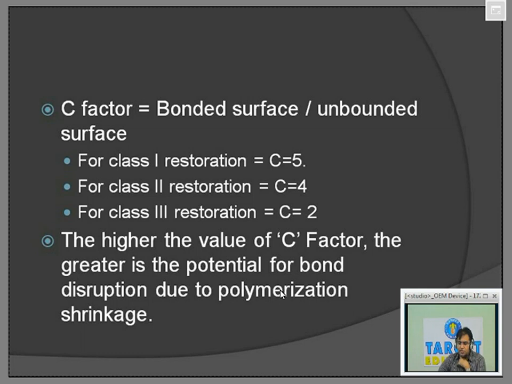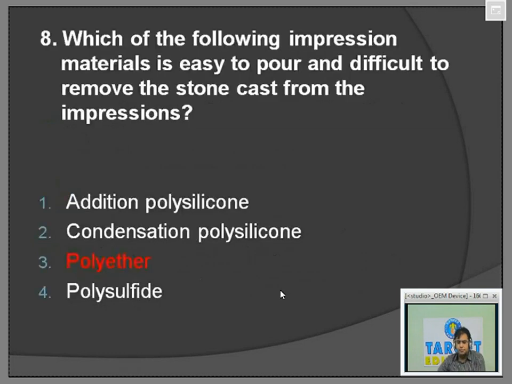Okay, so let's move on to the next question. Which of the following impression materials is easy to pour and difficult to remove the stone cast from the impression? So the correct answer for this question is polyether.